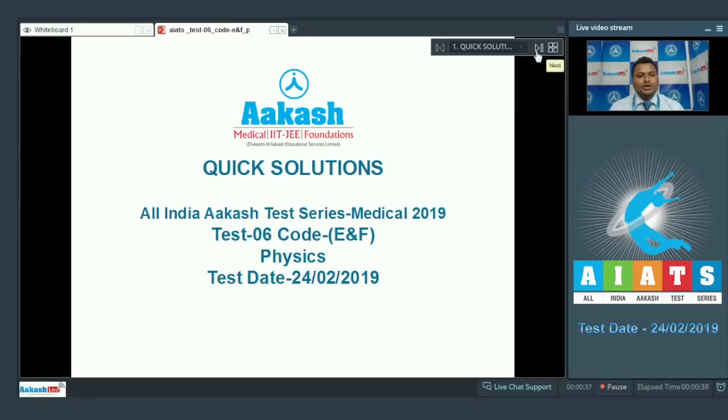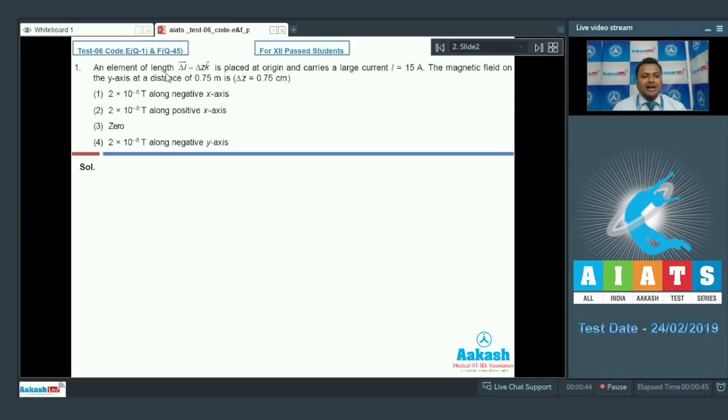Let us proceed to question number 1. An element of length delta L vector equals delta Z K cap is placed at origin and carries a current I equals 15 ampere. The magnetic field on the y-axis at a distance of 0.75 is given that delta Z is 0.75 centimeter. So now let's get started.